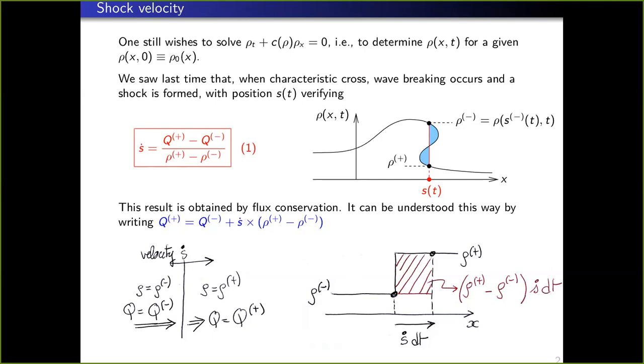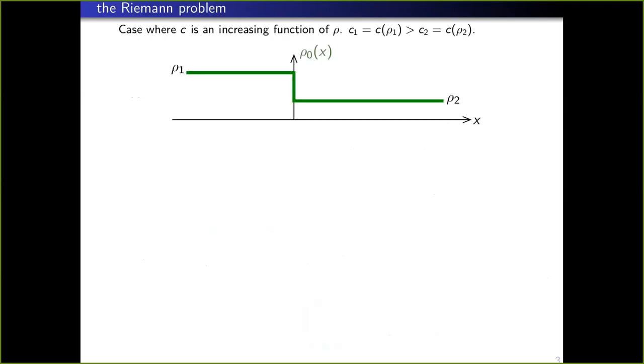And now we go back to the Riemann problem. So consider, for instance, a case where c is an increasing function of the density. So here we have a Riemann initial condition with density ρ1 at the left and ρ2 at the right. And one denotes by c1 = c(ρ1) and c2 = c(ρ2). So this is not the case for traffic flow, but well, consider this case.